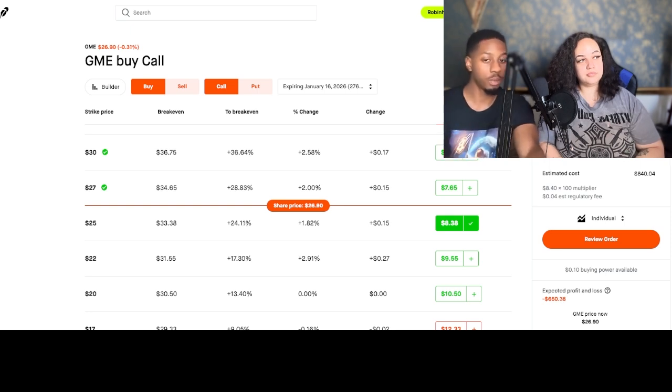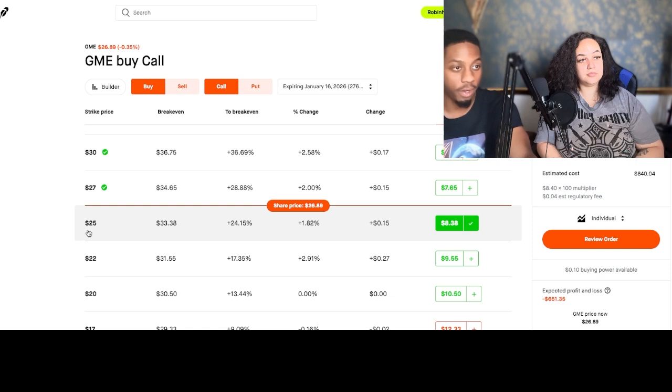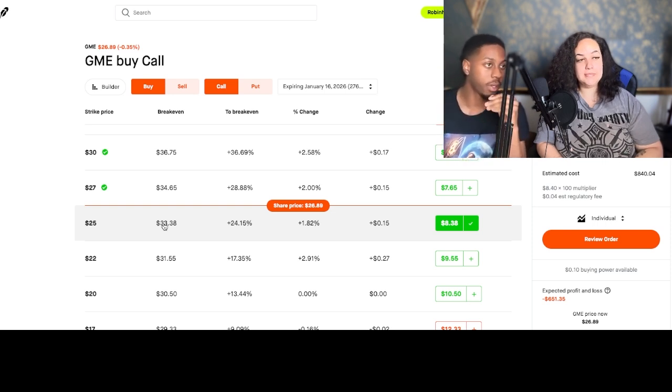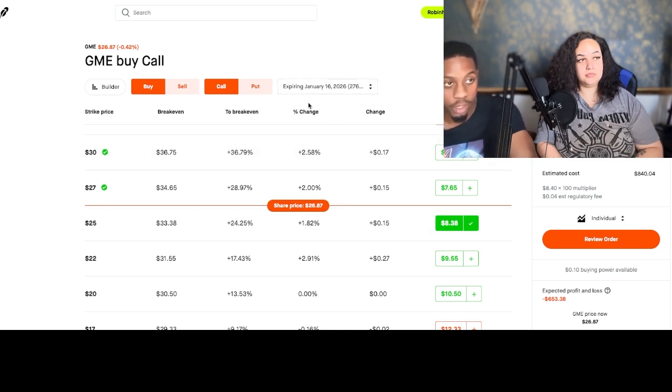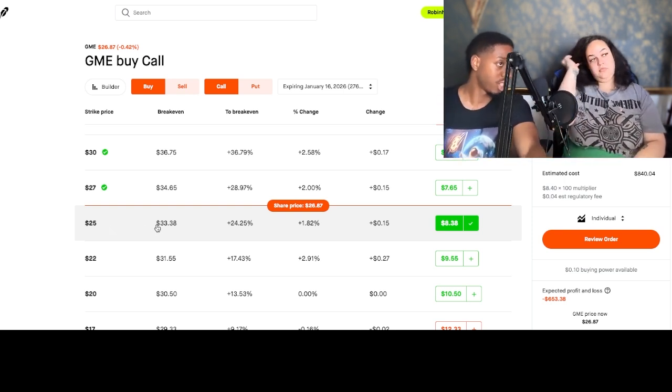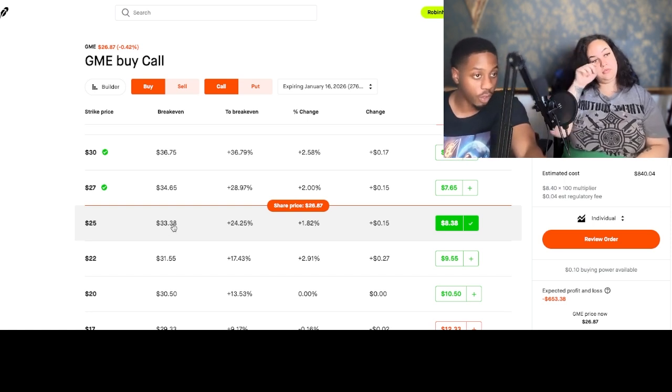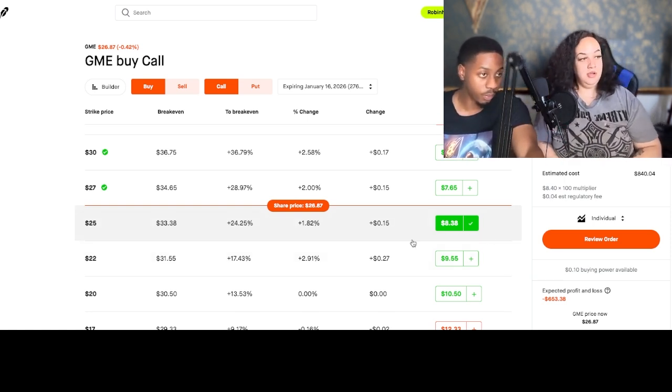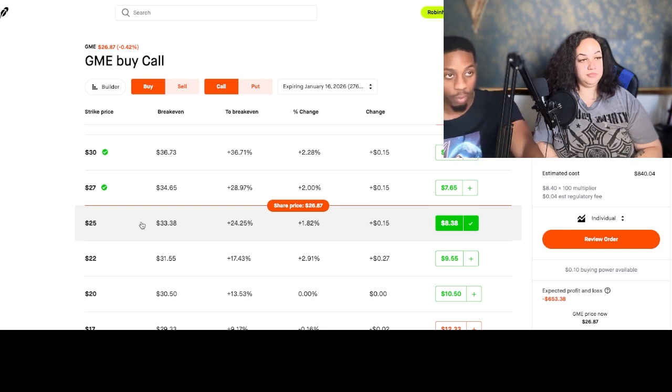So if you get one option contract right here, you can go ahead and get it for $850, for the strike price of $25, with a break even of $33. Break even means basically the stock has to be at $33 by the time the expiration date hits, January 16, 2026, which we see up here as the expiration date. And if GameStop doesn't pass $33.38, then you will pretty much just lose your whole investment. But if it hits $33.38, you will keep your initial investment. So that's the thing with the break even. You'll break even with your investment.